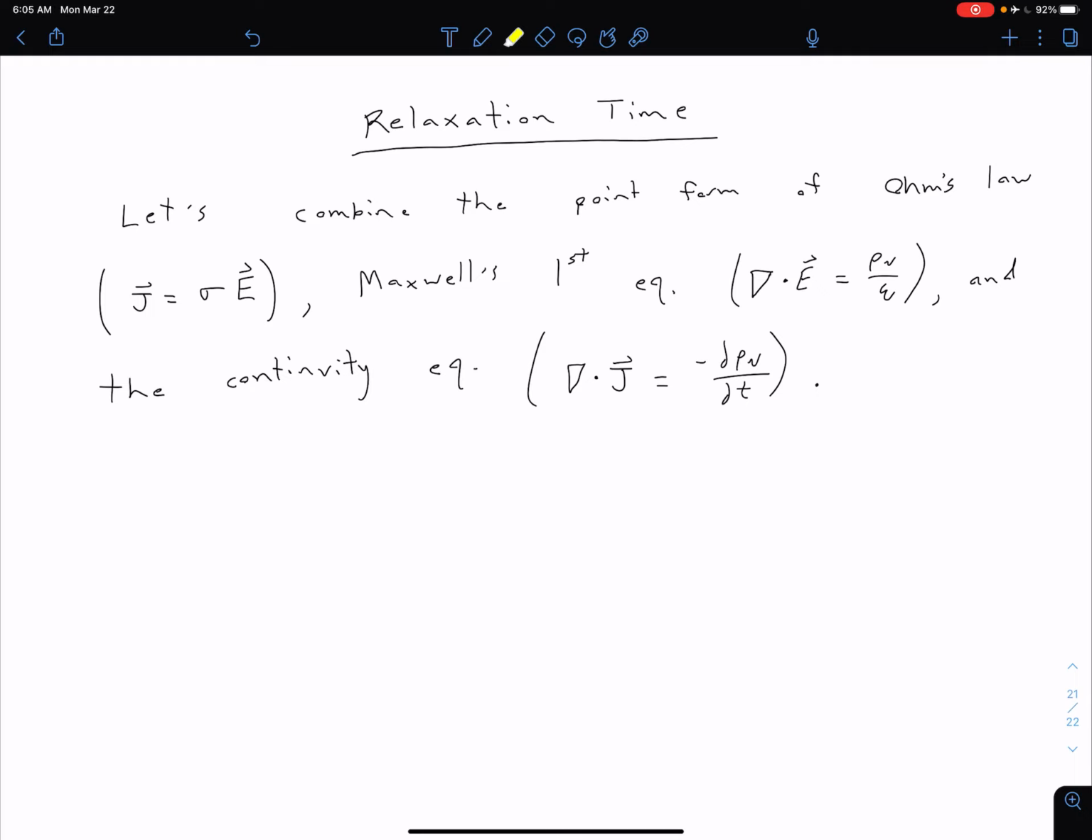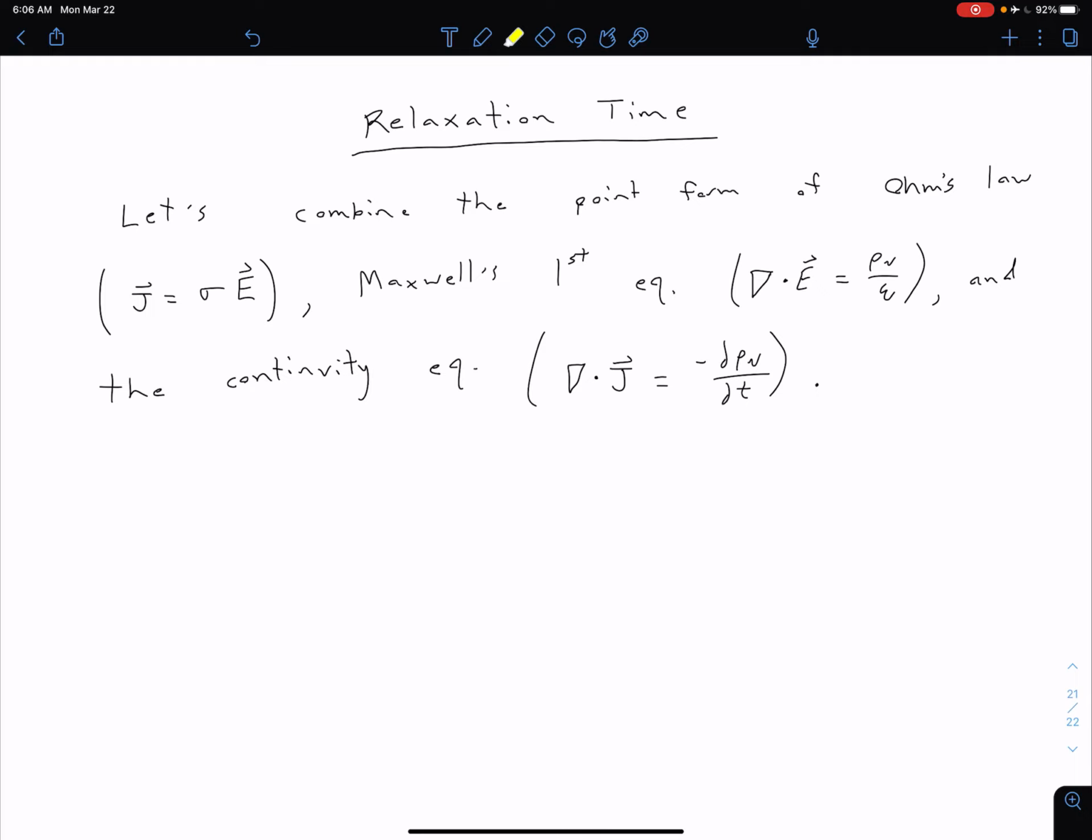And so what we want to do here is come back to that idea and see if we can quantify exactly how quickly these charges are going to redistribute from the volume to the surface of a material when we apply an electric field. In order to do that, we're going to combine several of our previous equations.